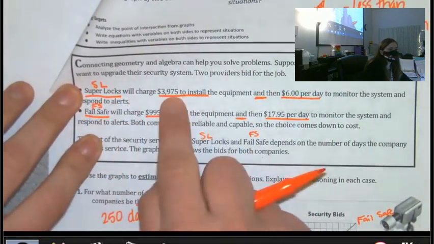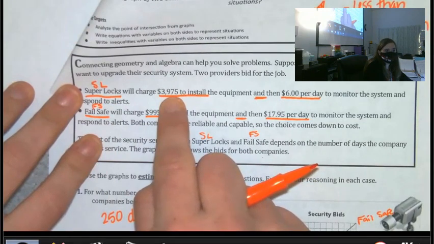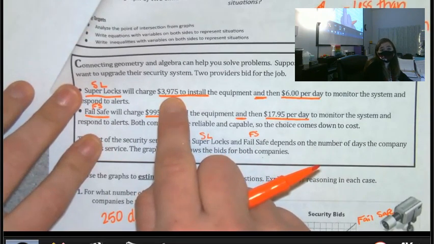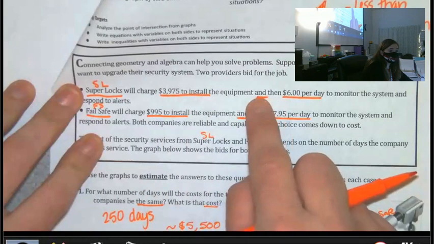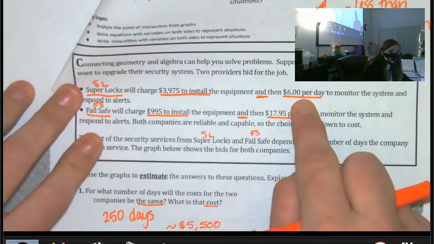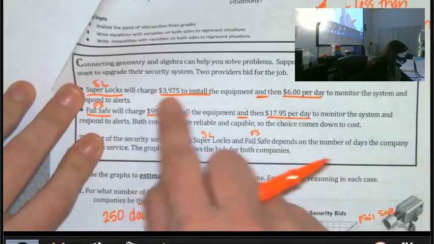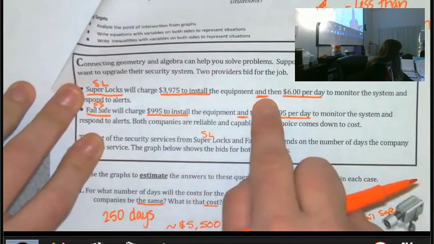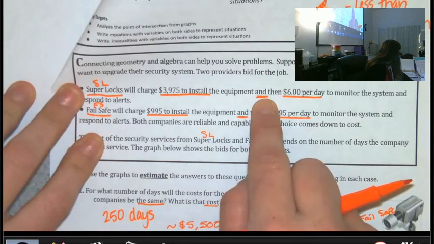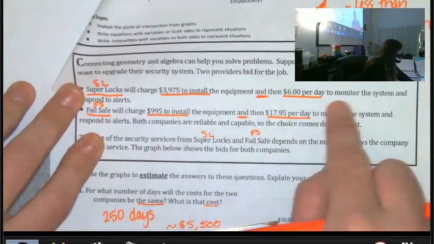So Superlocks will charge $3,975 to install. That's just a one-time fee. Then they also add a $6 fee per day to monitor it. So what do you think my equation for Superlocks can be? Okay, what's my y-intercept for Superlocks? What's B?